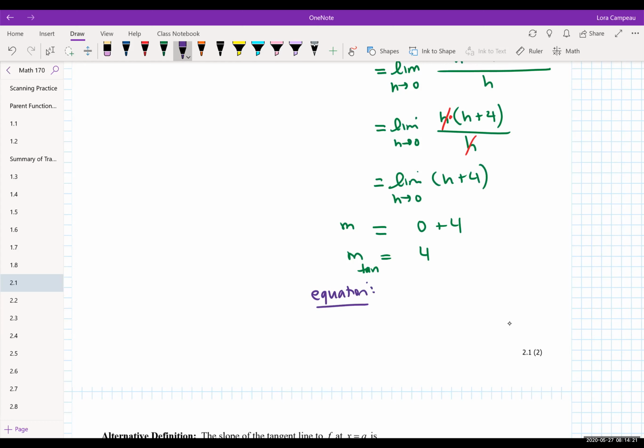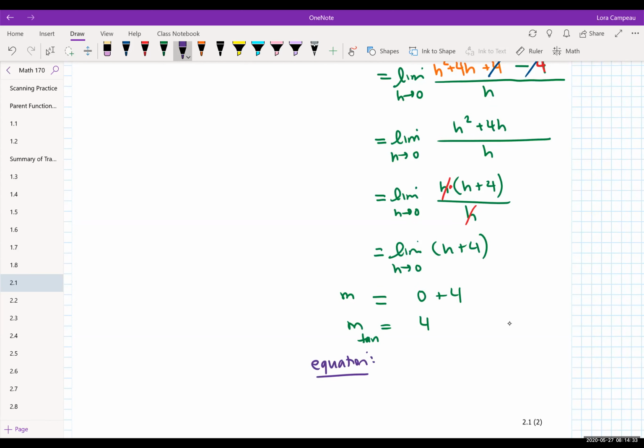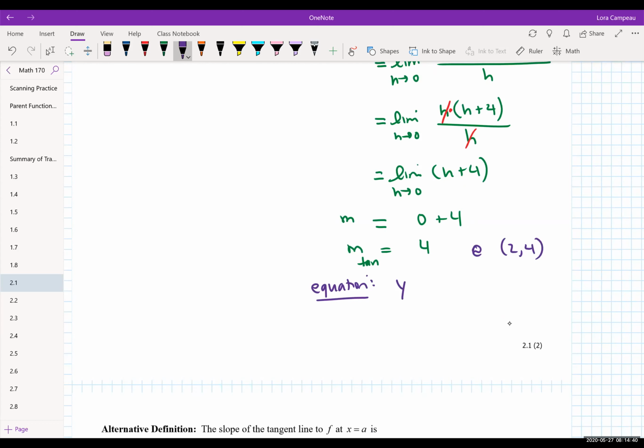If I was using point slope form, and it's my favorite way to go, remember I need to know the point that the line passes through, and that is the point of tangency, that's 2, 4. I'll write that down just in case. So we should have y minus 4 equals 4 times x minus 2 as the point slope form equation of the line.